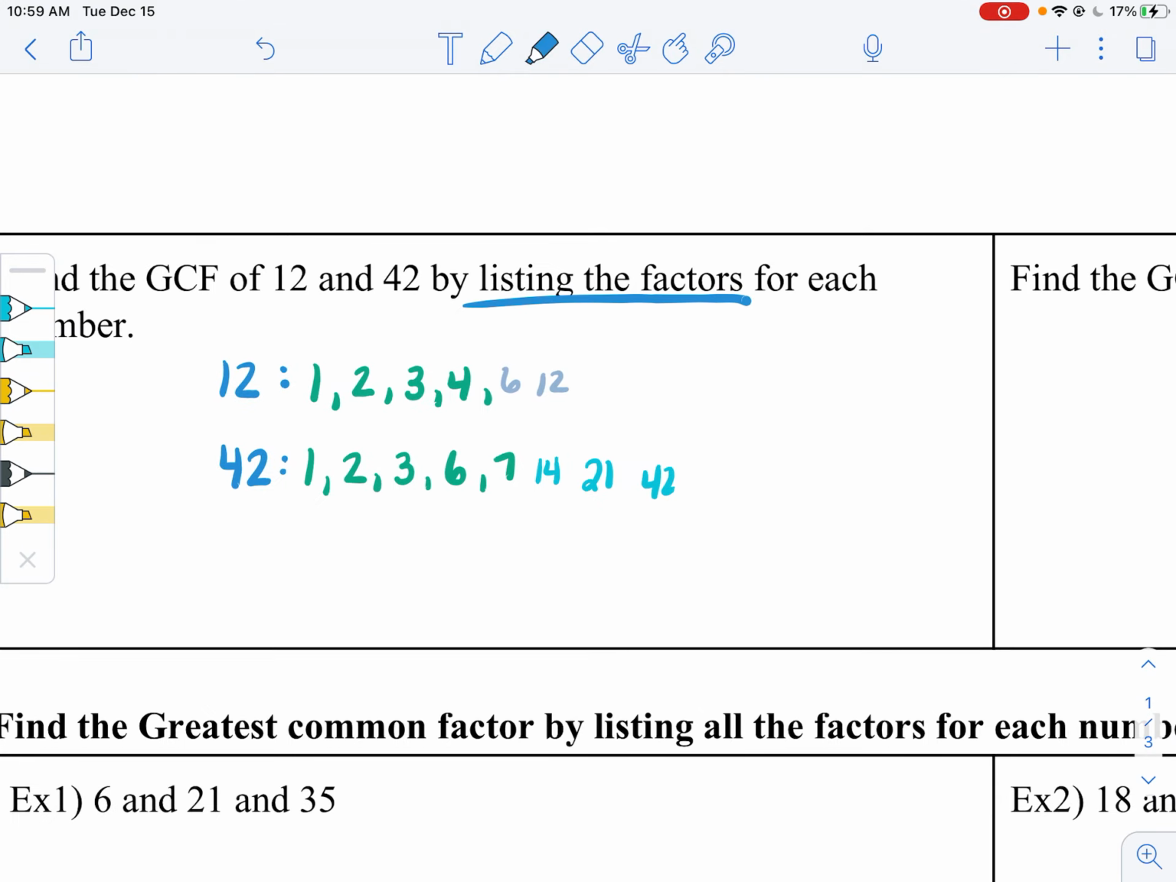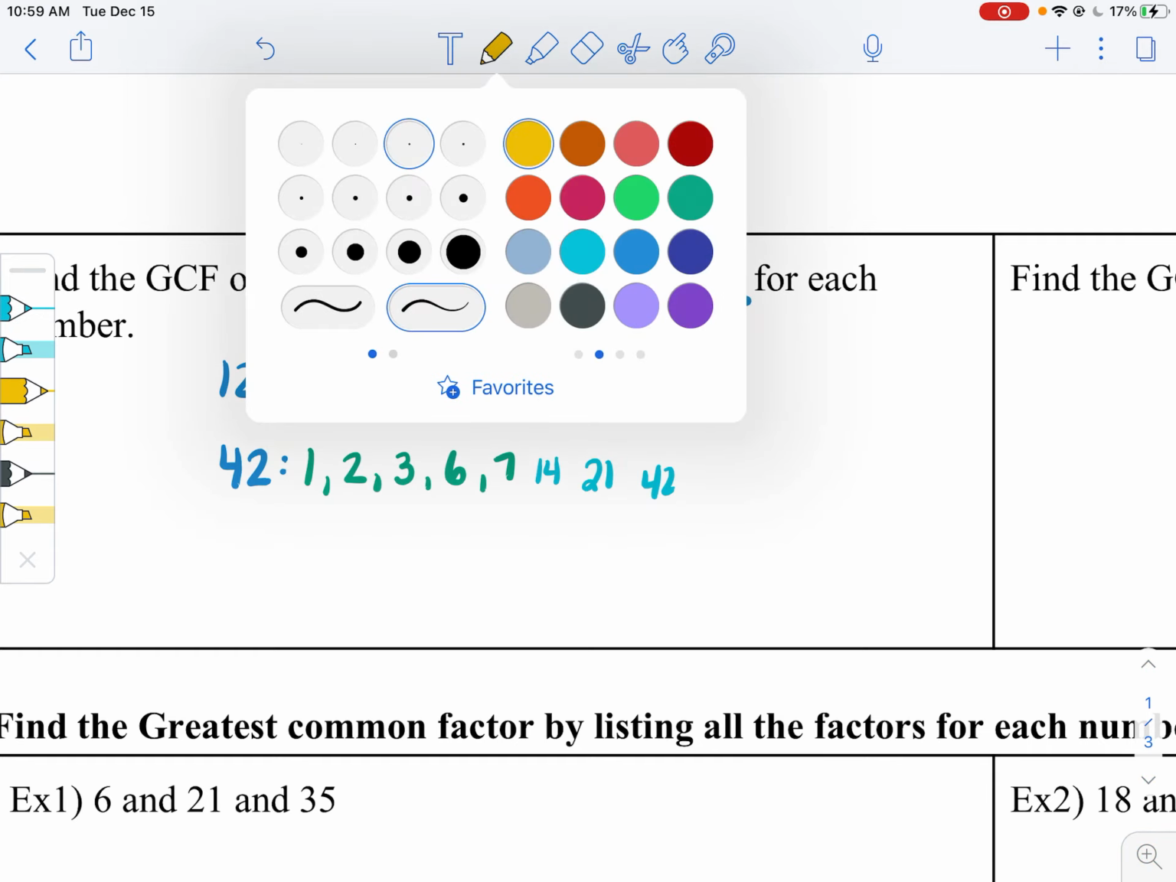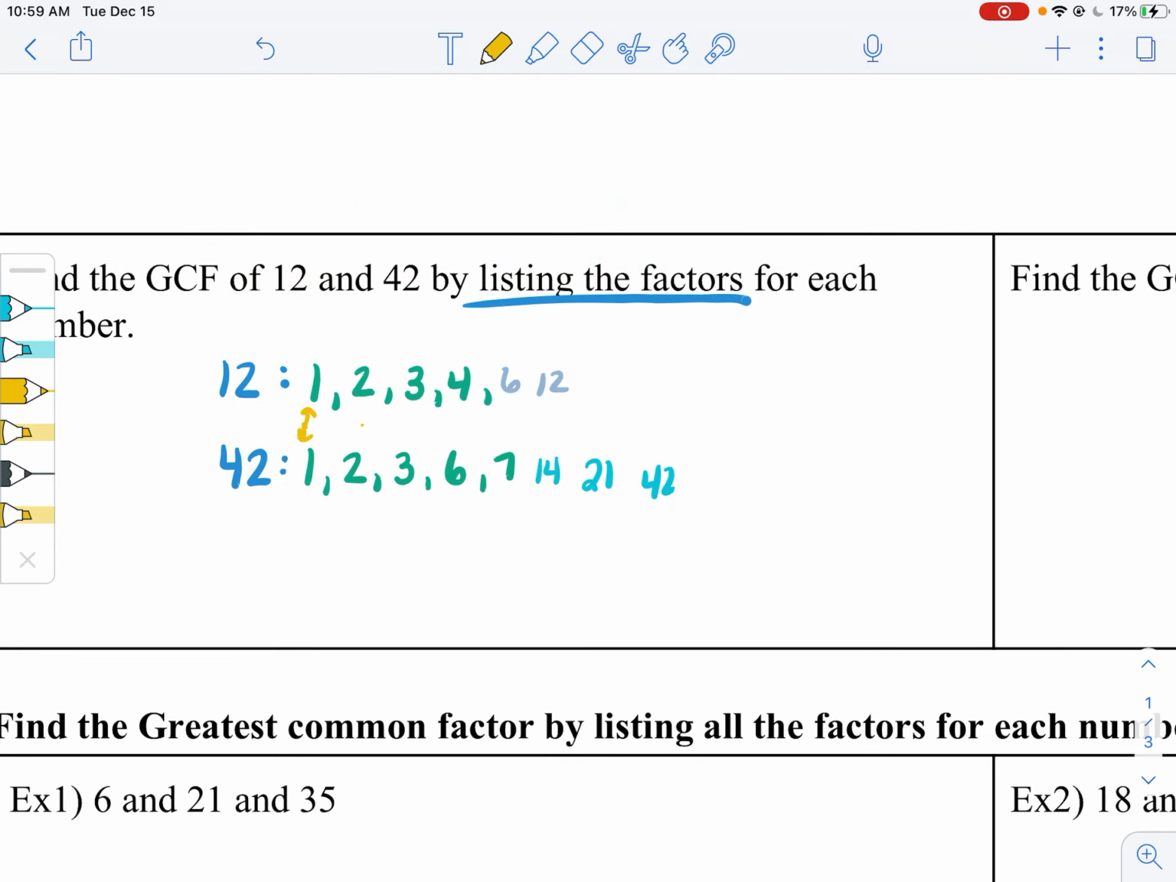All right, so which ones do they have in common? They have 1 in common. They have 2 in common. They have 3 in common. They have 6 in common. And that is the biggest one that they have in common. So the greatest common factor is 6.